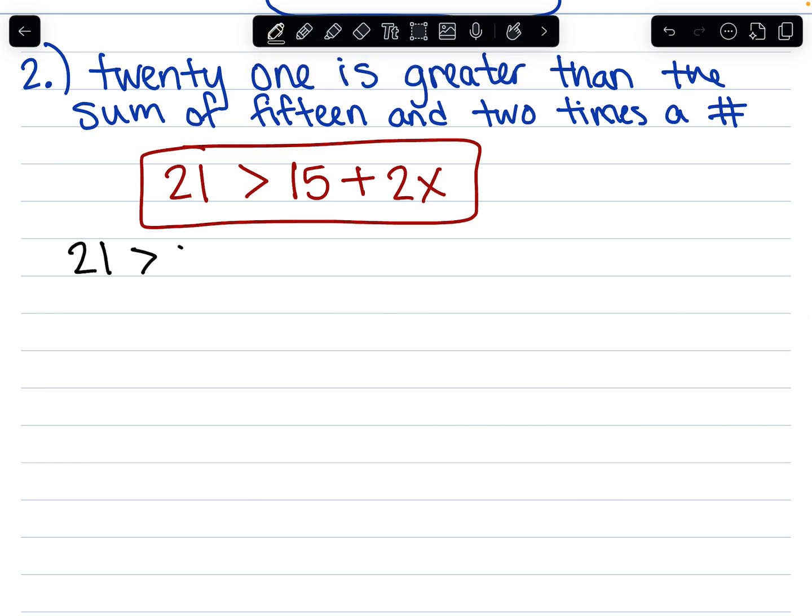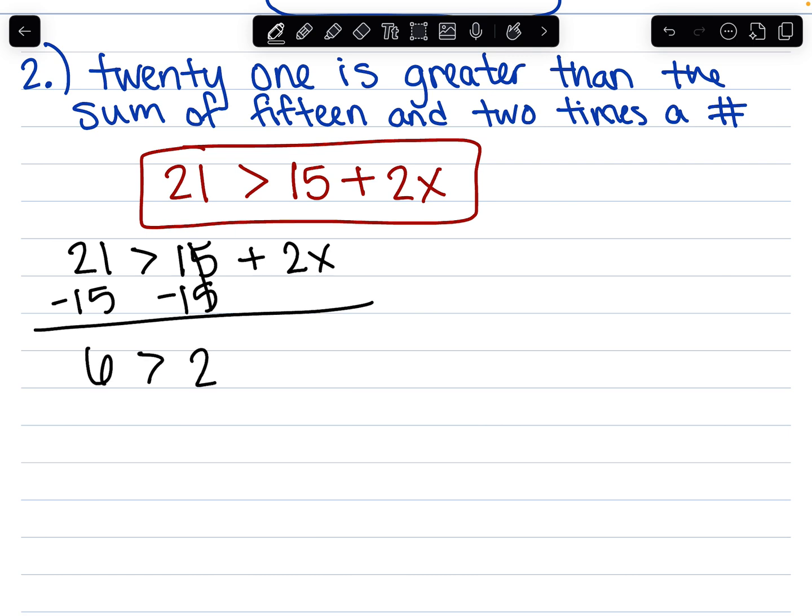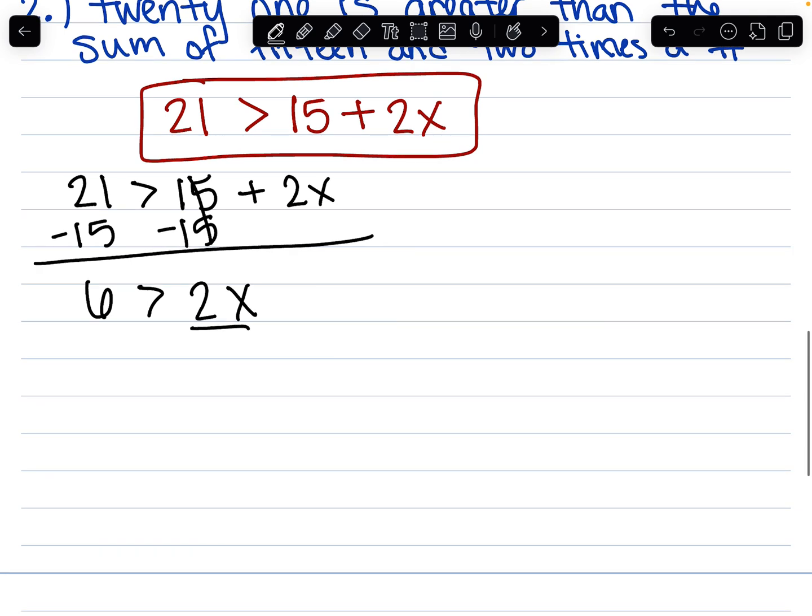21 minus 15 equals 6, so we do subtract 15 from both sides to get 2x by itself. So we have 6 is greater than 2x. Divide 6 by 2, and you'll get your answer. So we really get x is less than 3. Agree?